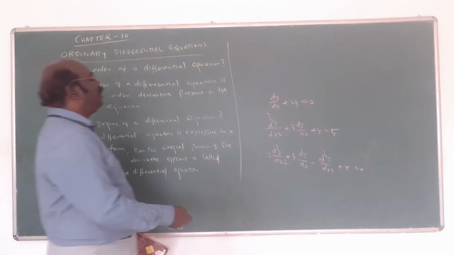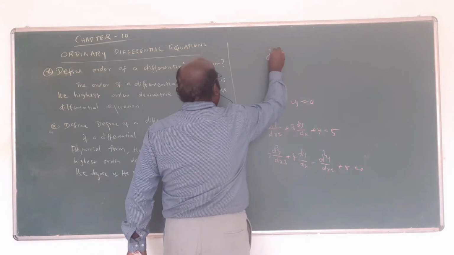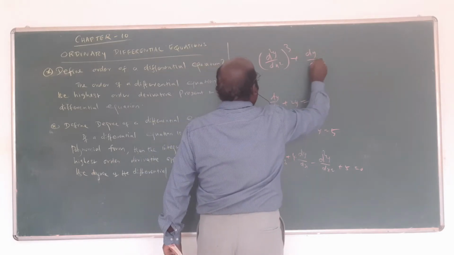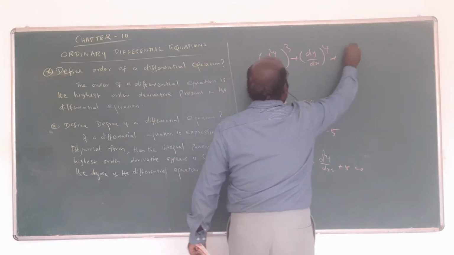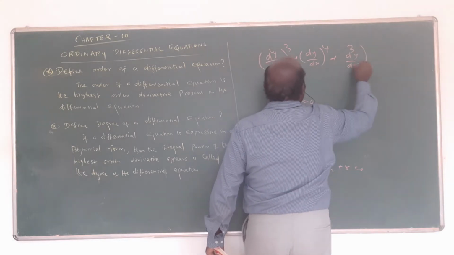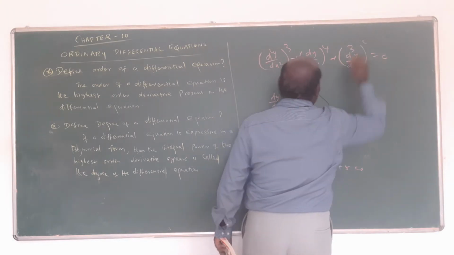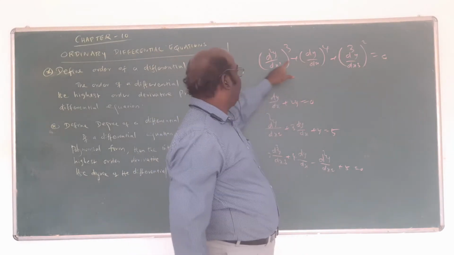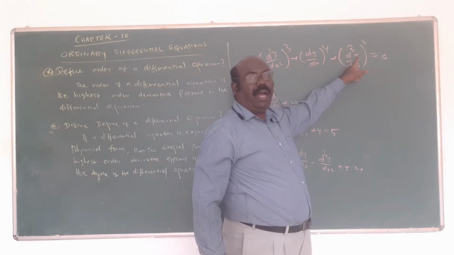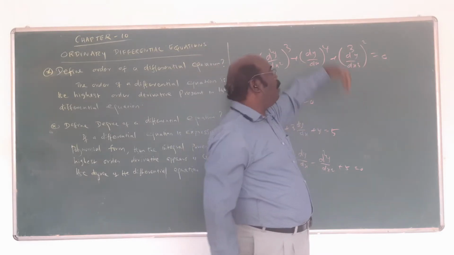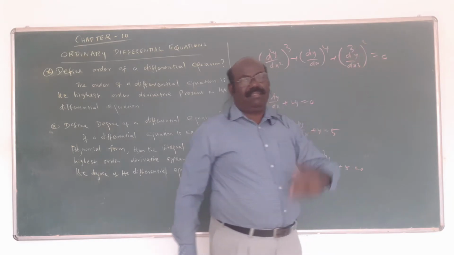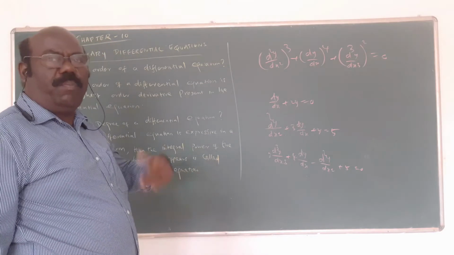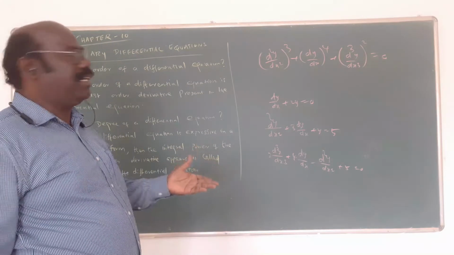For example, d squared y by dx squared power 3, plus dy by dx power 4, plus d cube y by dx cube power 2, equal to 2. In this question, what is the order? This is first order, this is second order, this is third order. The highest order is 3, and its whole power is 2. That is the degree. That is the concept.